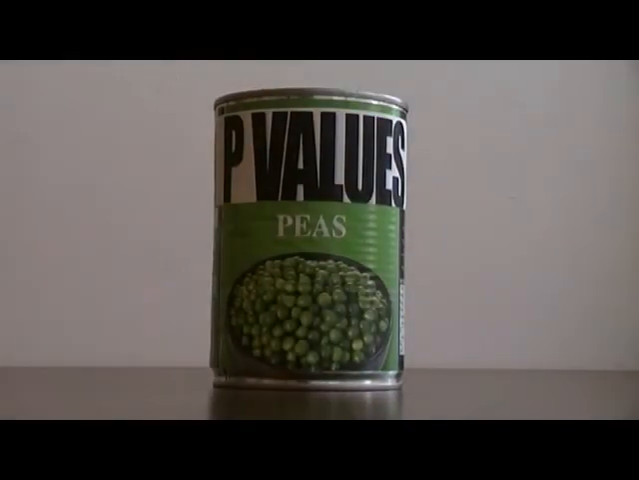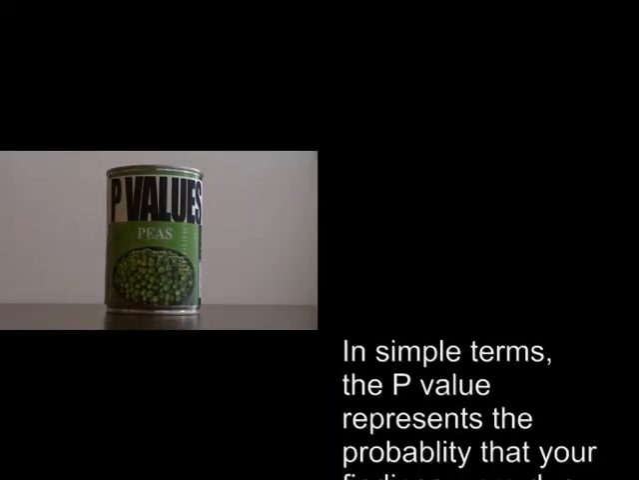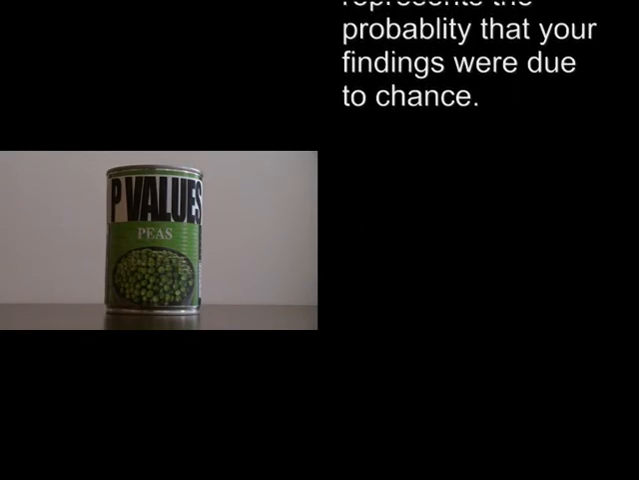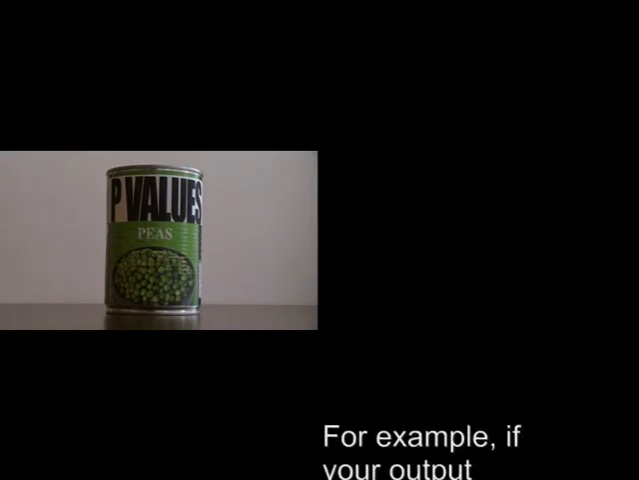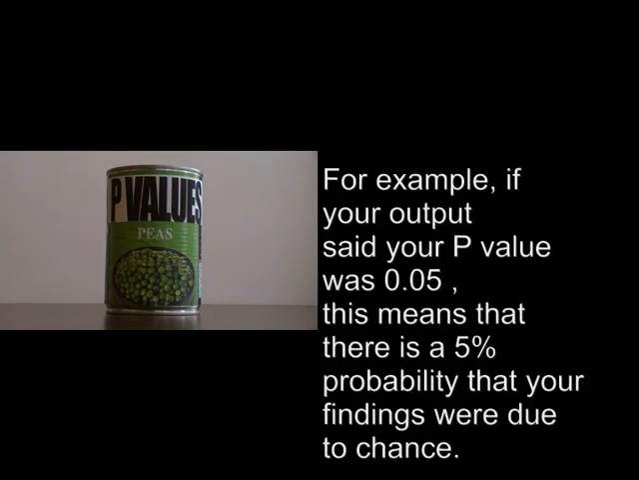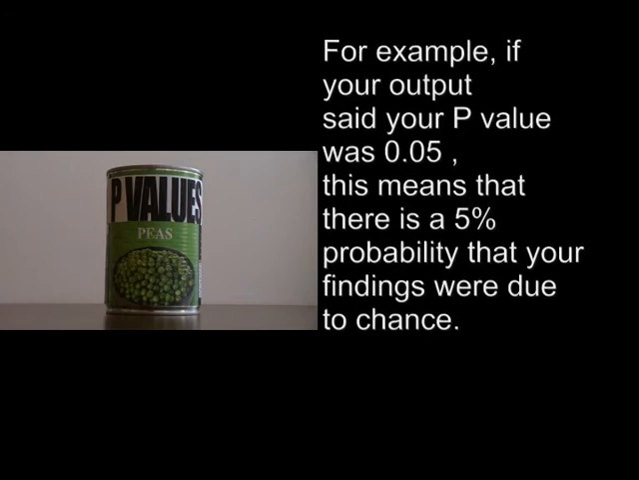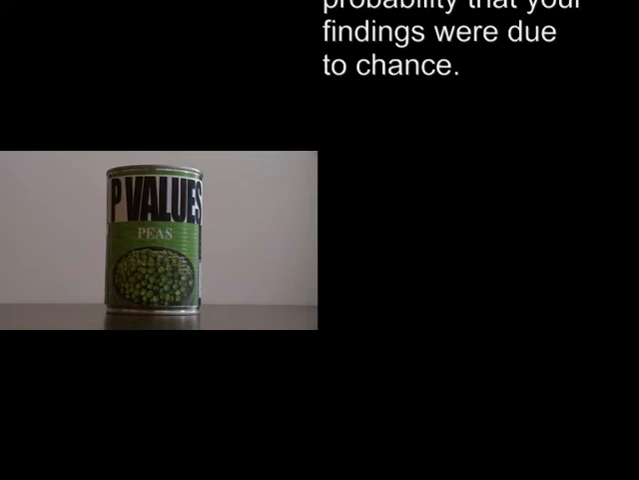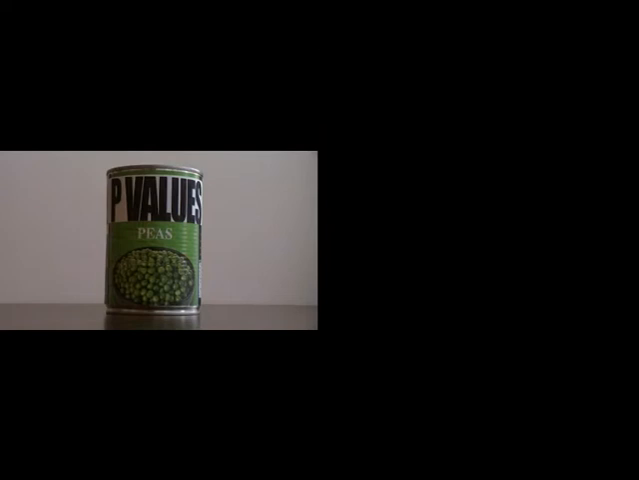When you carry out a statistical test, the program or software that you use, such as SPSS, will typically in your output give you a p-value. In simple terms, the p-value represents the probability that your findings were due to chance. So for example, if your output said that your p-value was 0.05, what this means is that there is a 5% probability that your findings were actually due to chance. Let's have a look at an example to explain this further.